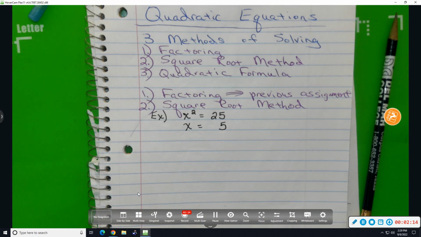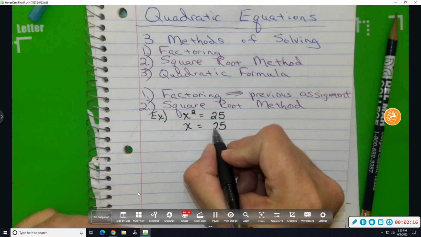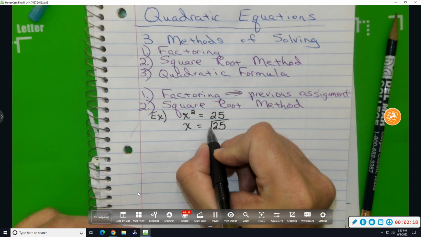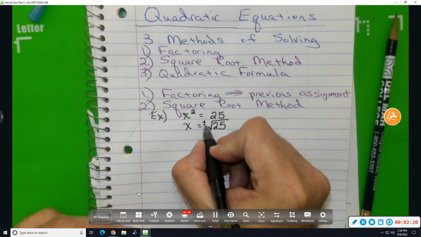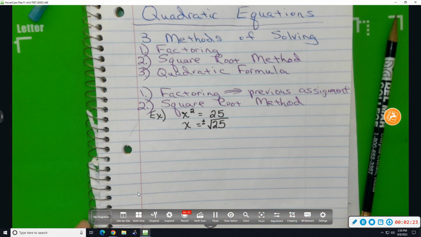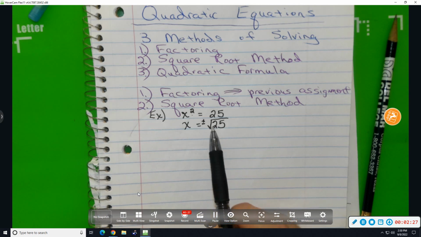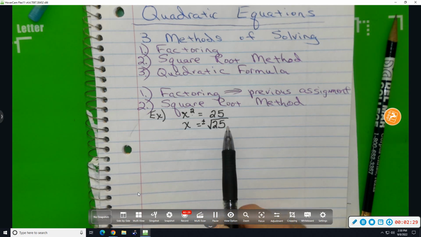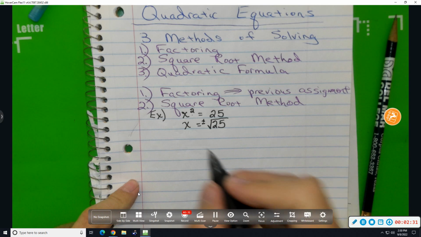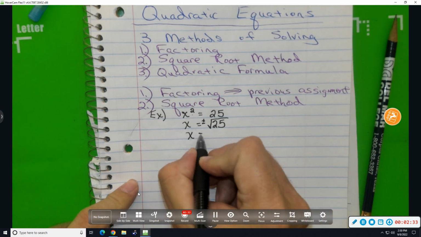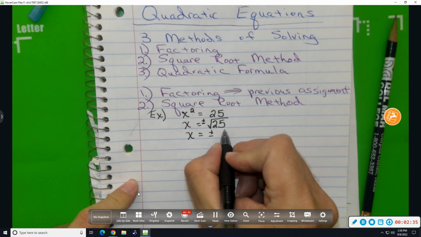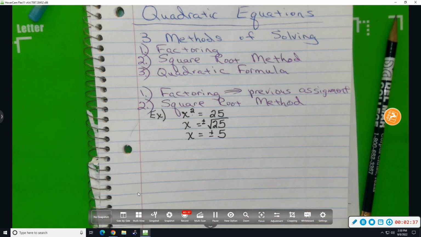So, trying to show my thought process here, what I'm going to do is write it like that. I'm dropping the square on the left and taking the positive and negative square root of the number on the right. So our answer here would be plus minus 5.